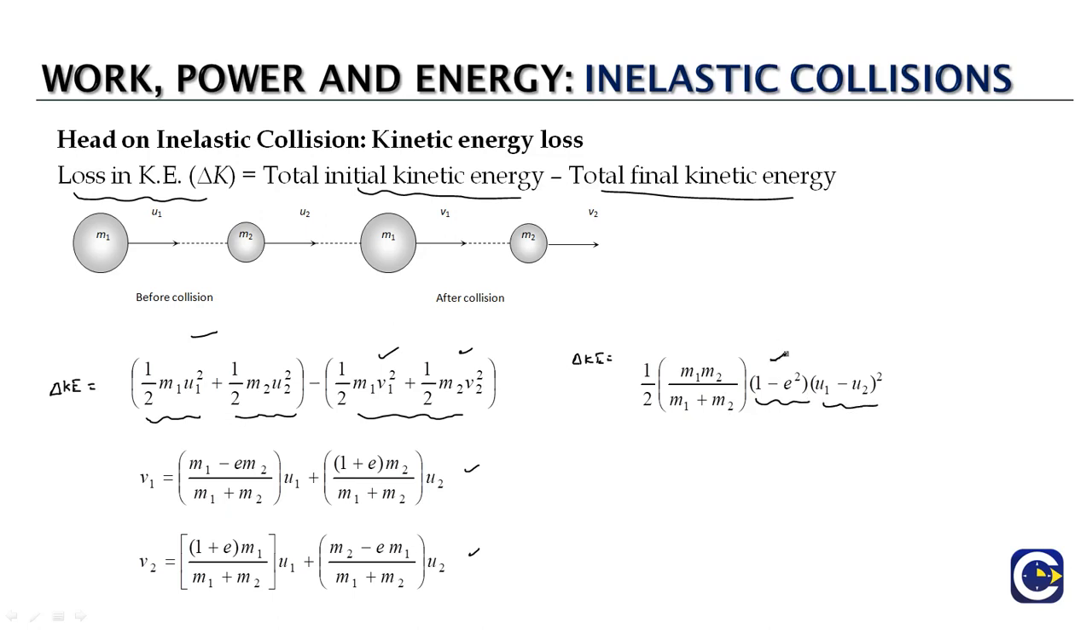Now here let us pay a little more attention to this particular term, 1 minus e square. If we are looking at a perfectly elastic collision in the head-on category, we have already discussed that the value of E is going to be 1.